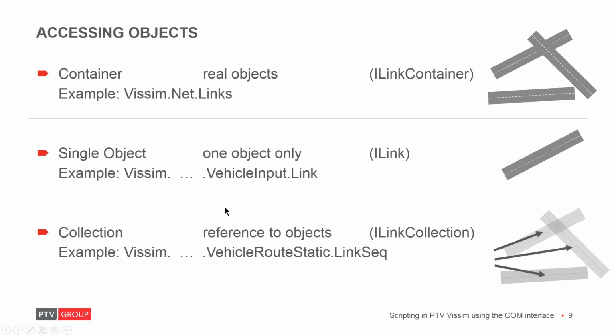So it's possible both in the container and in the collection to make changes to the attributes. Note you always can go from the container to a single object, also from the collection to a single object. This is possible, and then use the functionality that you have on a single object.